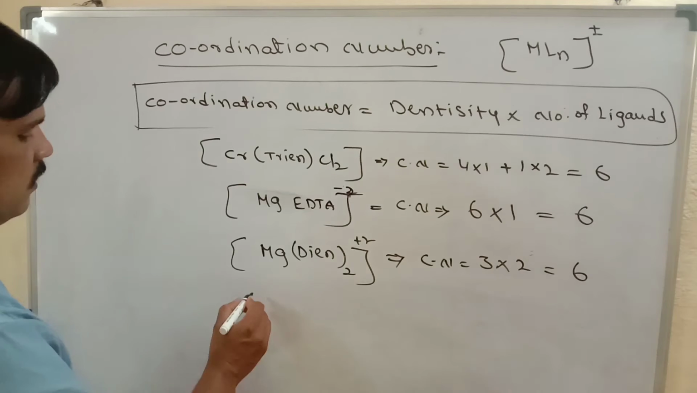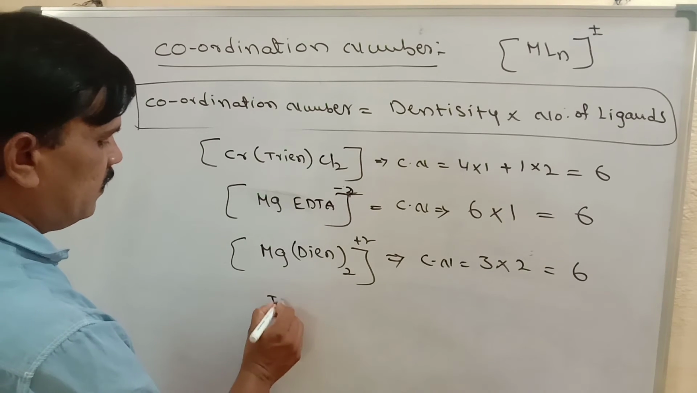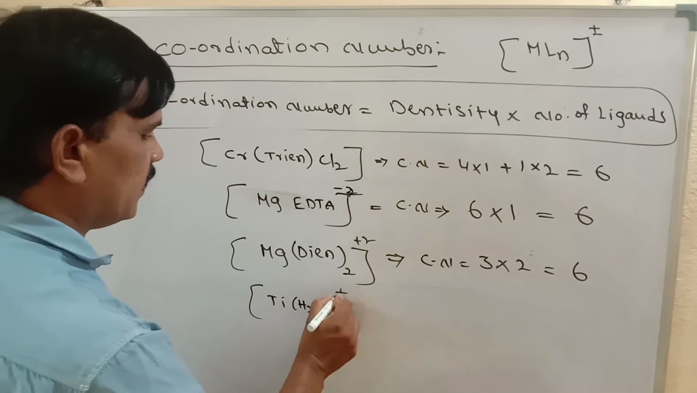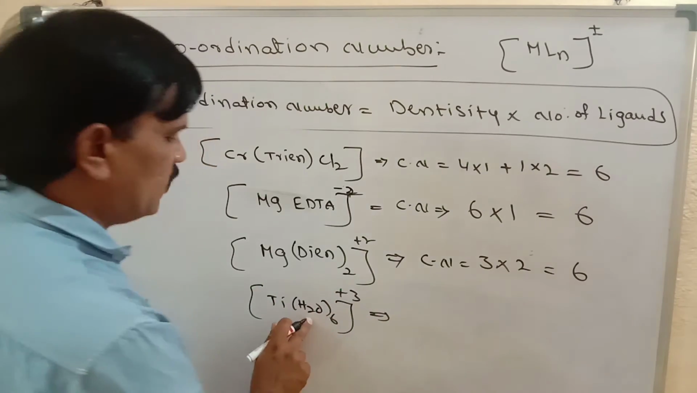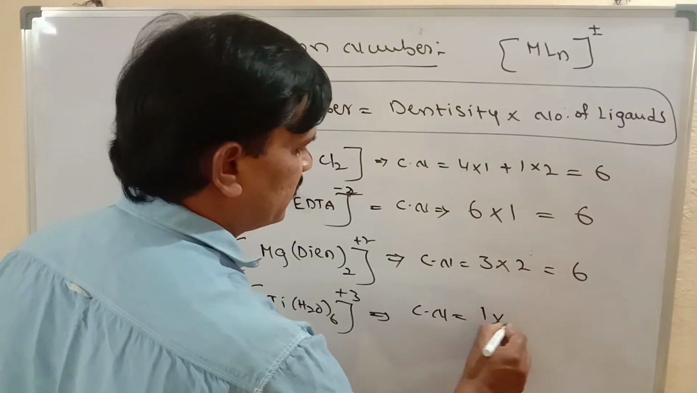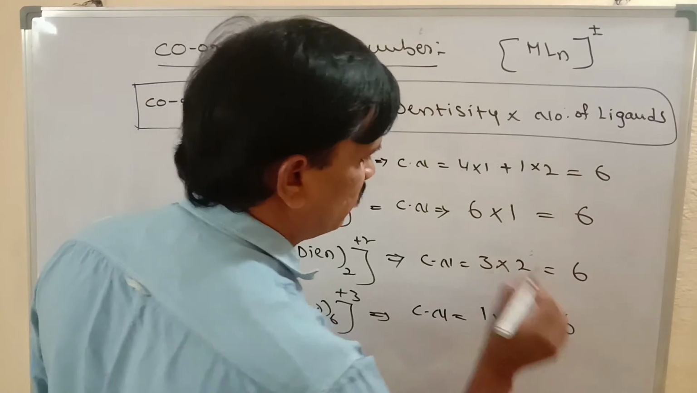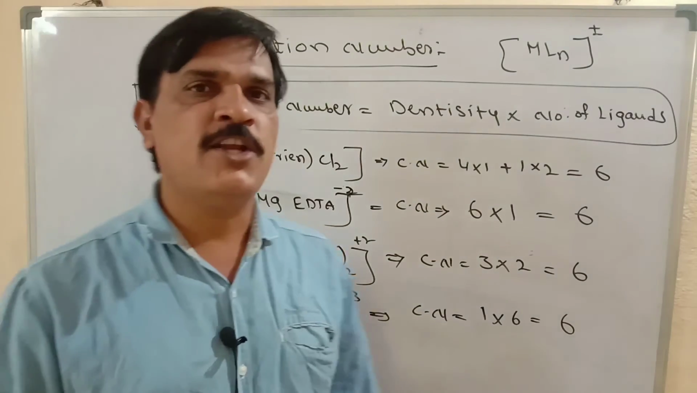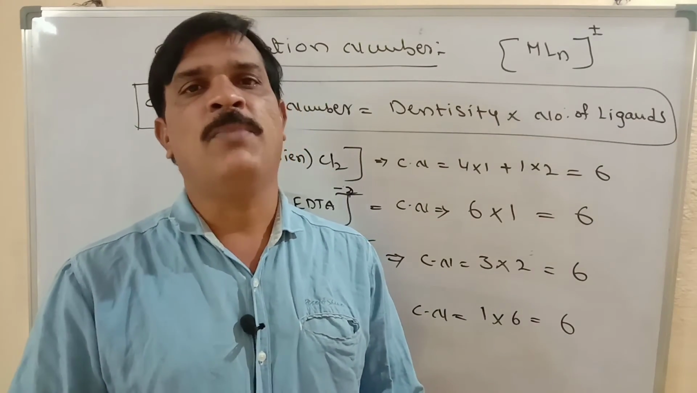Okay, for example, titanium H2O 6 3+. H2O is a monodentate, denticity is 1. The number of ligands is 6, so the coordination number is 6. This is about calculation of coordination number in complex compounds.